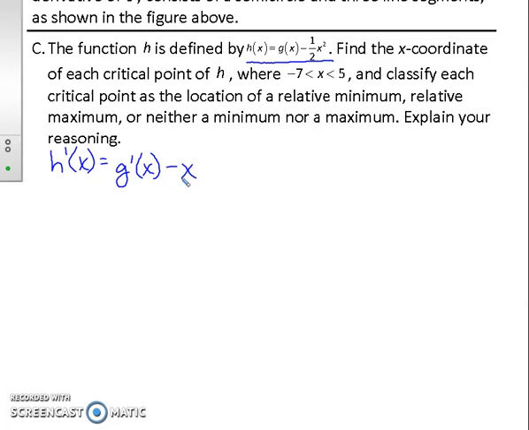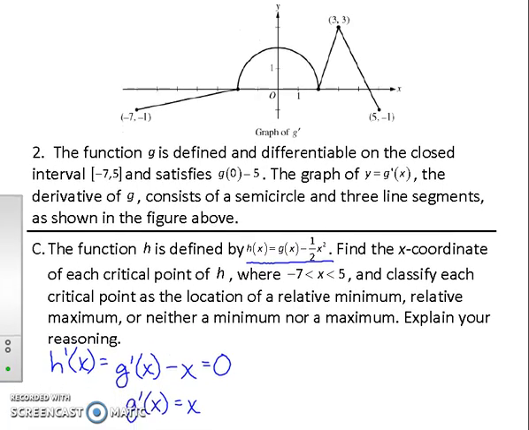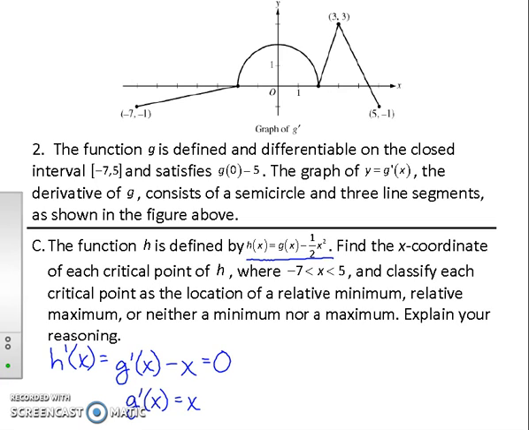So then what we're looking for, if we're wanting this to actually equal 0, is where g prime of x is actually equal to x. So, what does that mean? It means basically where this graph up here, the y-coordinate matches the x-coordinate, is what we're looking for. Just looking at it right off the bat, I can tell that this is one of those places, because notice the x and the y are the same thing. So x equals 3 is going to be one of my critical points.